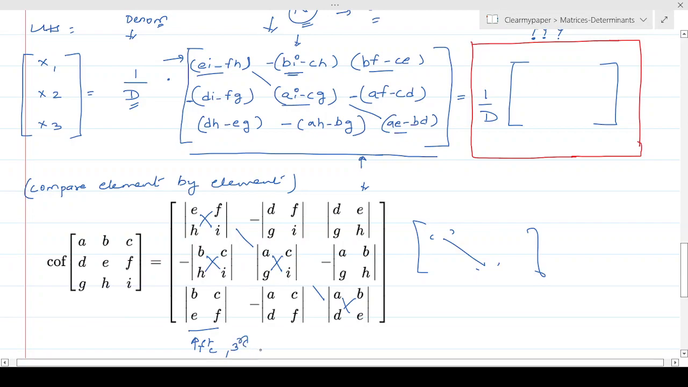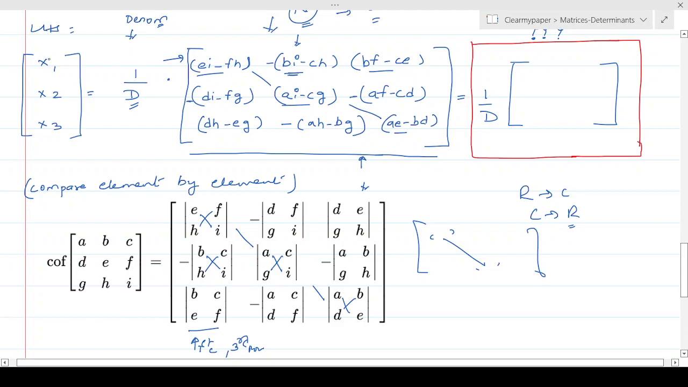That's what is happening. Looks like all the elements are reflected or interchanged across the diagonal, which means the rows become columns and the columns become rows between this and this. So let me repeat it again.